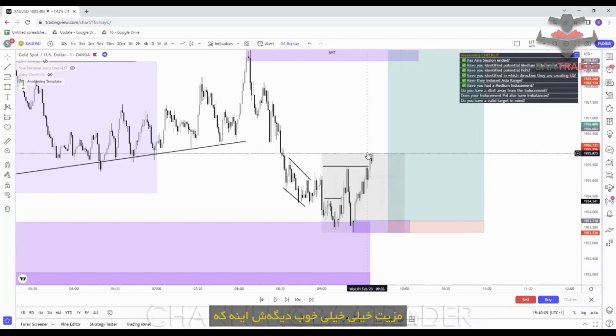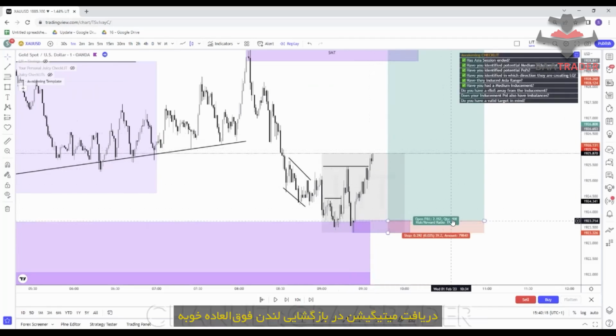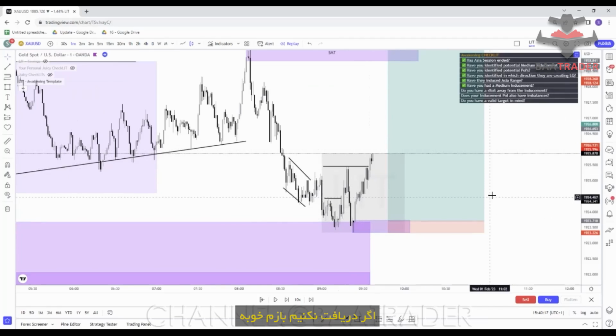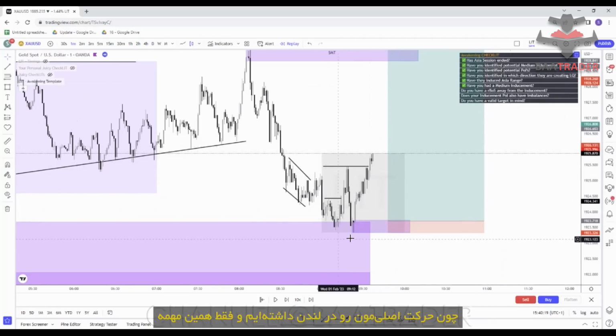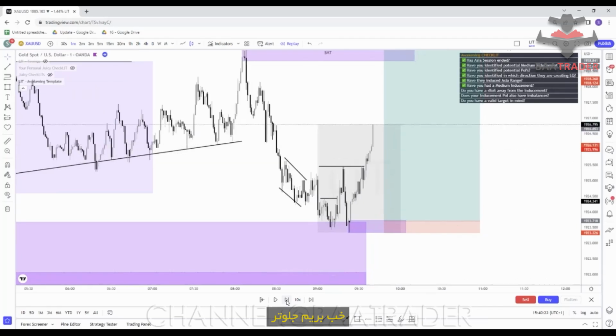Also, what's really nice about this is that it has occurred in London Open. If we get the mitigation in London Open, that would be incredible. If not, that's also fine. We've had our main move in London. That's all that matters. So let's continue that one.